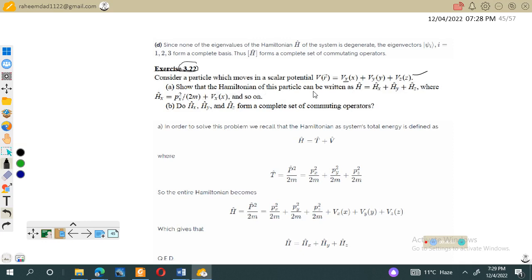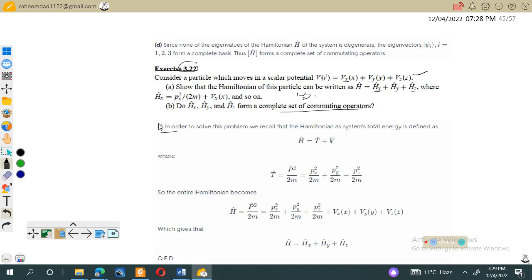Show that the Hamiltonian of this particle can be written as the sum of hx, hy plus hz, where hx is equal to px square over 2m plus Vx of x, and similarly hy is equal to py square over 2m plus Vy of y, and hz is equal to pz square over 2m plus Vz of z. Then in the second part, do hx, hy and hz form a complete set of commuting operators?